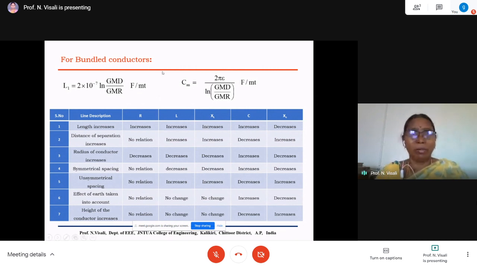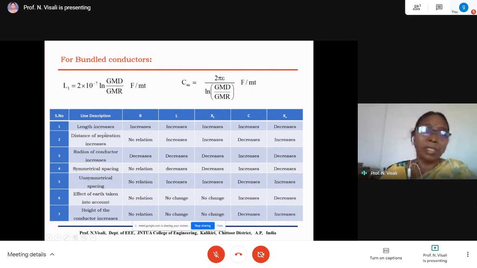and C. But if the conductors are bundled, you know very well that more than one conductor is connected as a bunch per phase. So for bunched conductors, we have to calculate the geometrical mean distance. Like this we can calculate the inductance and capacitance. Here is a simple summary of the information regarding resistance, inductance and capacitance with the length, distance, radius and other things.